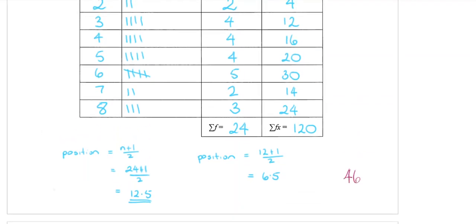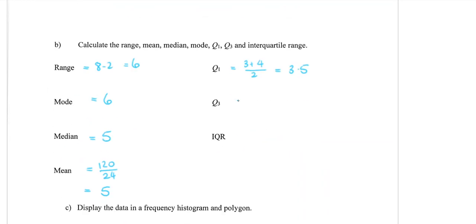That's the lower quartile. If I want the upper quartile, I'm going to start at the bottom and count 6 and 7 places up. So it'll be 1, 2, 3, 4, 5, 6 and 7 will both be in here, which means it is 6. The Q3 is 6. My interquartile range will be the 6 minus the 3.5, because that's the Q3 minus the Q1, which is 2.5.